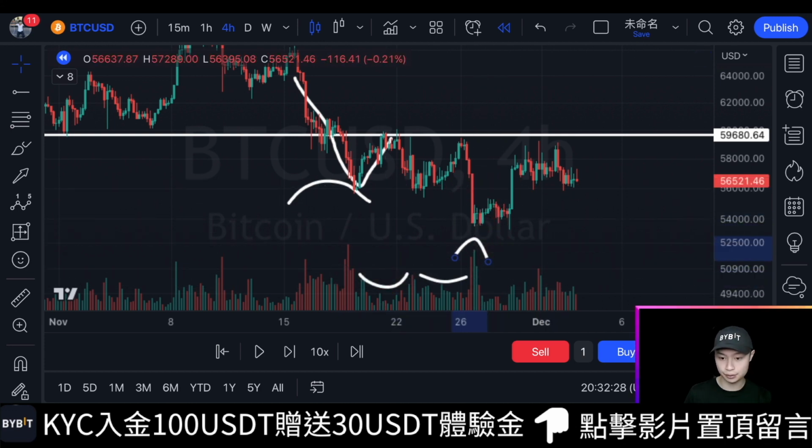I'll mark it out again. The trading volume expands when the price action falls. You may say that this is a surge in bullish volume. But the thing is, the trend isn't bullish.